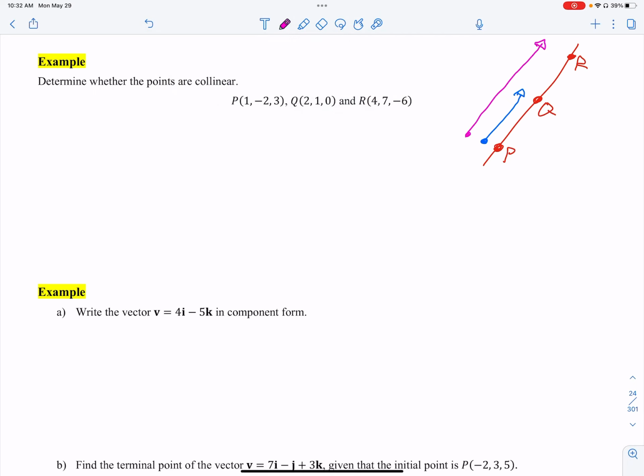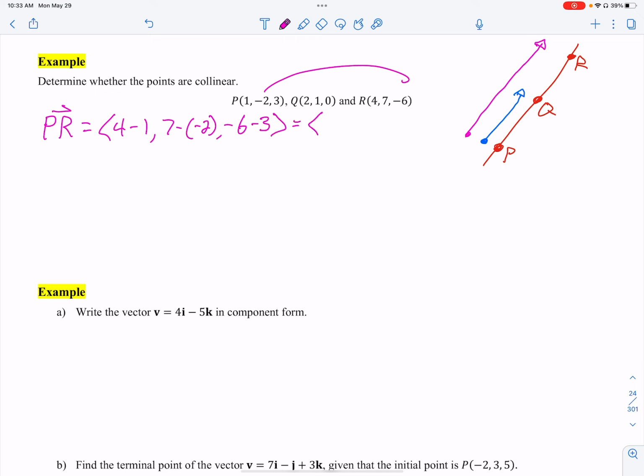All right, so let's just do PR first. The vector PR, so that's here and here. I got 4 minus 1, 7 minus negative 2, and negative 6 minus 3, which gets me 3, 9, negative 9. I also need PQ.